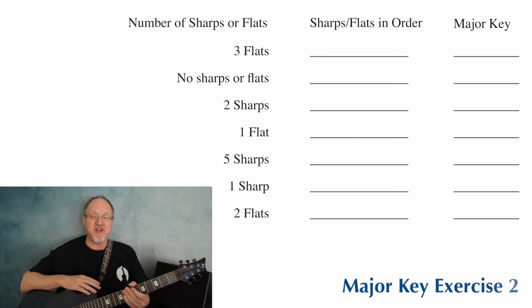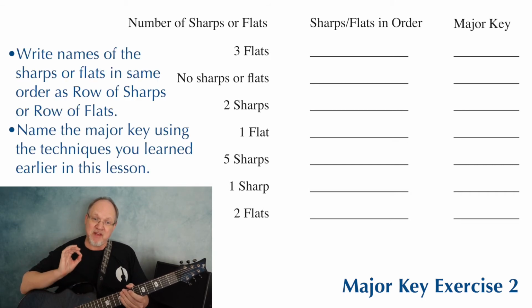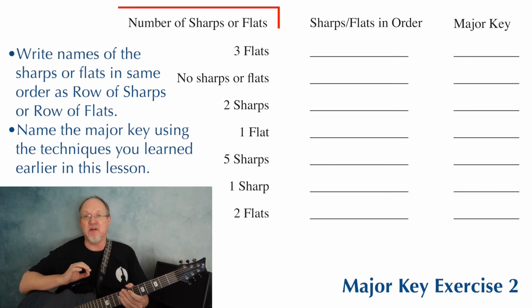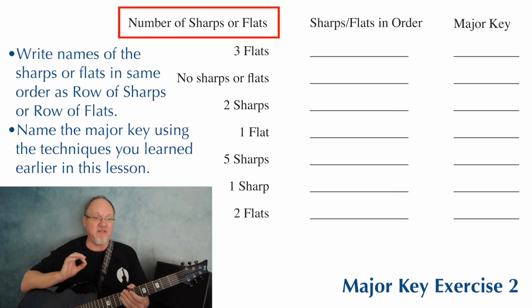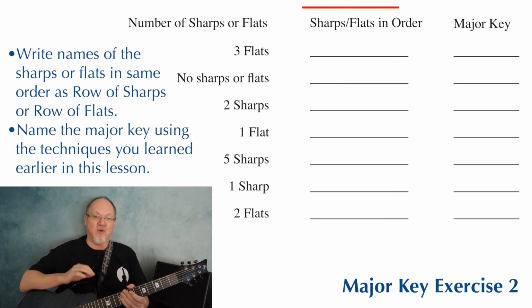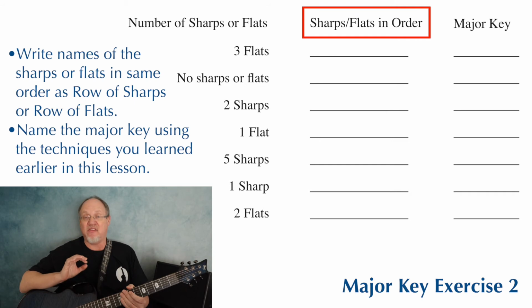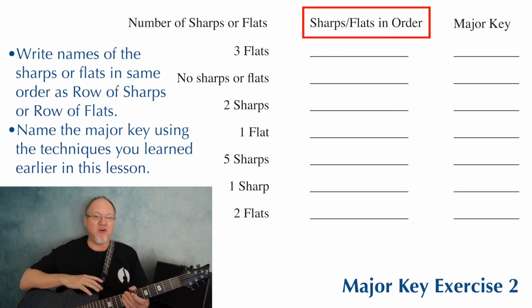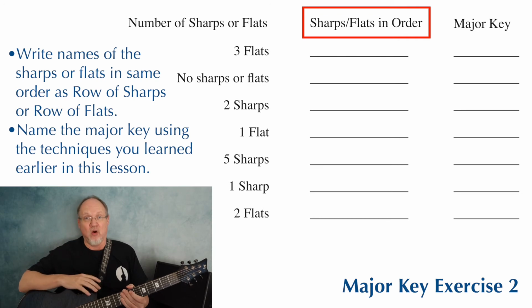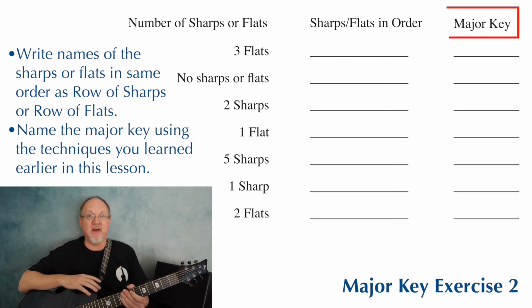Now let's check out major key exercise 2 at the bottom of page 22. This time you're going to identify the major key based on the number of sharps or flats you're given. So first, write the name of the sharps or flats in order from left to right. And when I say in order, I mean in order of the row of sharps or the row of flats. And then name the major key using the tricks we talked about earlier in the video.